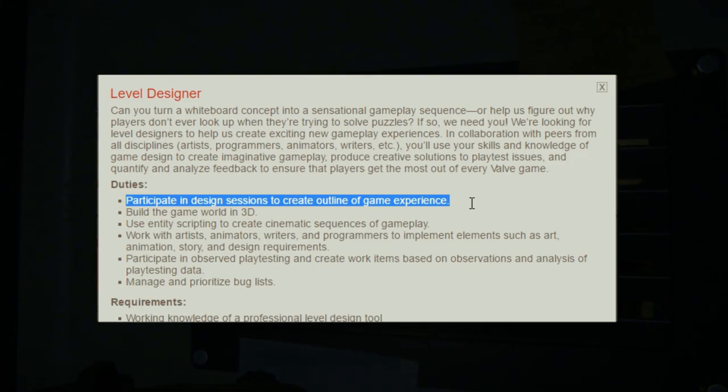So, remember Valve's definition of pacing? Participate in design sessions to create the outline of the game experience? Well, that implies you're going to be working with other level designers, but it also implies some form of pacing being applied to the game as a whole. And this is absolutely what happens.